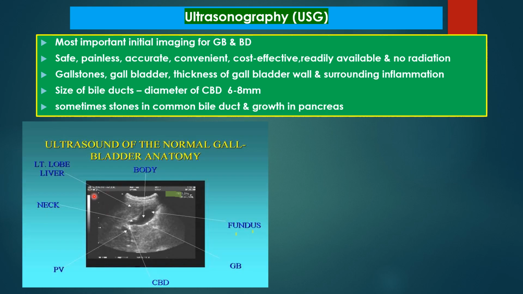This ultrasound image here shows you a normal gallbladder filled with bile, which is hypoechogenic. This is the neck, body, and fundus of the gallbladder. The lumen is clear, there are no stones.